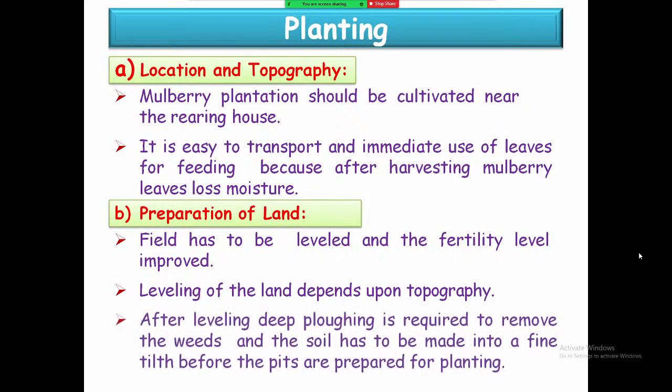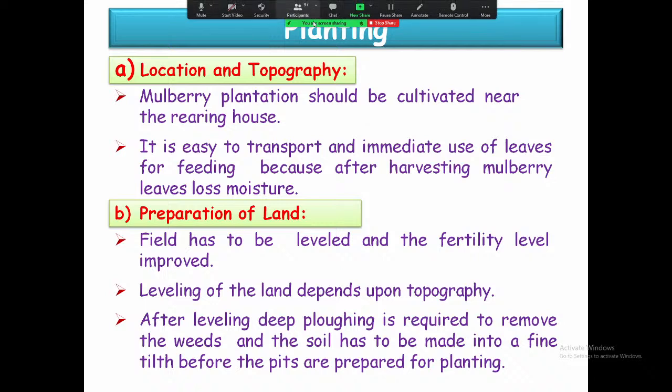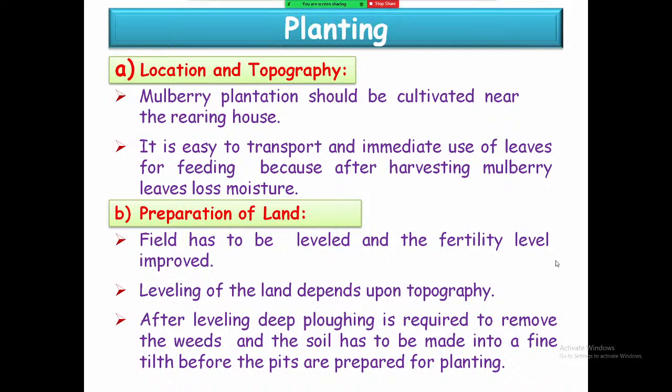Then after leveling, deep plowing is required to remove the weeds, and the soil has to be made into a fine tilth before the pits are prepared for planting.